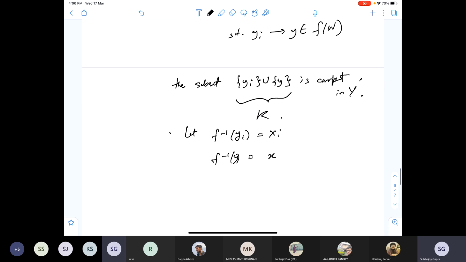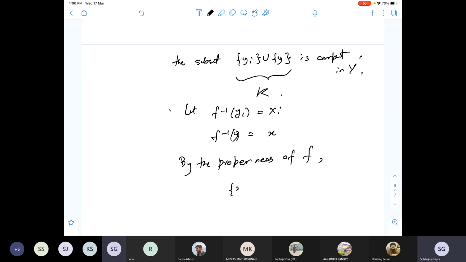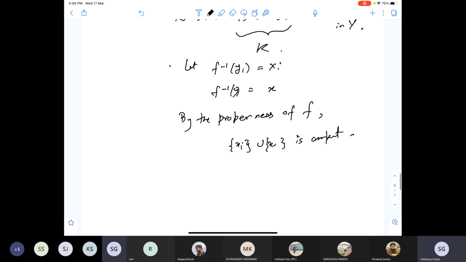Okay, the xi's in X. Now by the properness assumption, since f is an embedding, it's also proper. So we know that this subset, the xi's union x, is compact, because pre-images of compact sets are compact. That's properness. All right, so by passing through a subsequence, your xi's will converge to some z. These xi's are infinitely many points in some compact set.